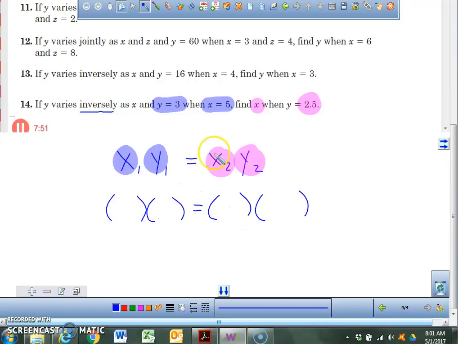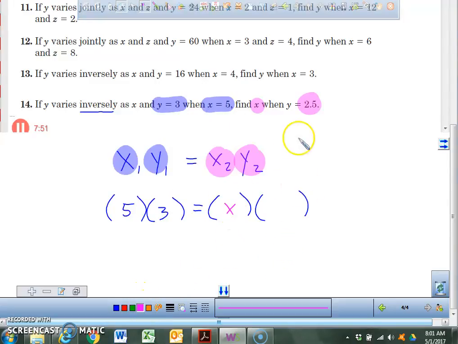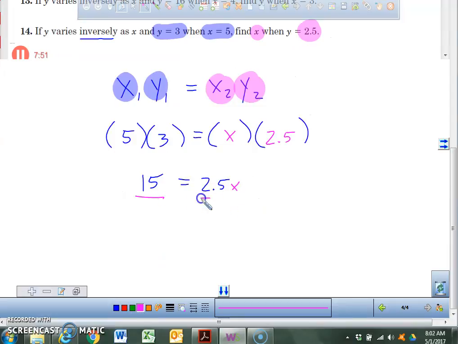So this one we have to do inverse variation. I'm going to plug in a 5 for my x. I'm going to plug in a 3 for my y. It says find x when y is 2.5. So what do we get when we have the product right here? We get a 15. What is that equal to? 2.5 times your x. So all you have to do is do 15 divided by 2.5. Very good. And you get the number 6. So the number 6 is the number that makes this work.